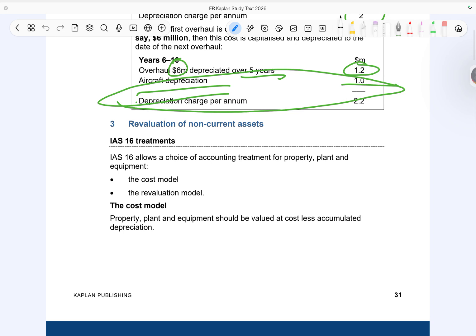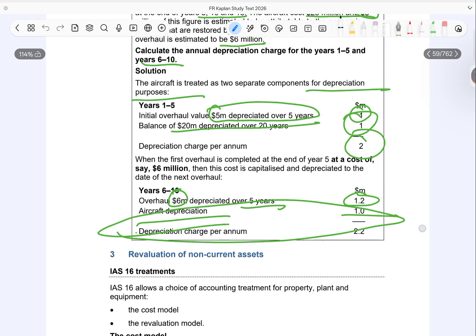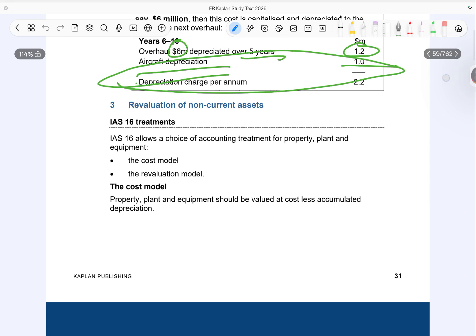And we are continuing with our FR series. We were talking about chapter number 2, which is about tangible non-current assets. So without wasting any time, we left off over here. Let's start from revaluation of non-current assets.